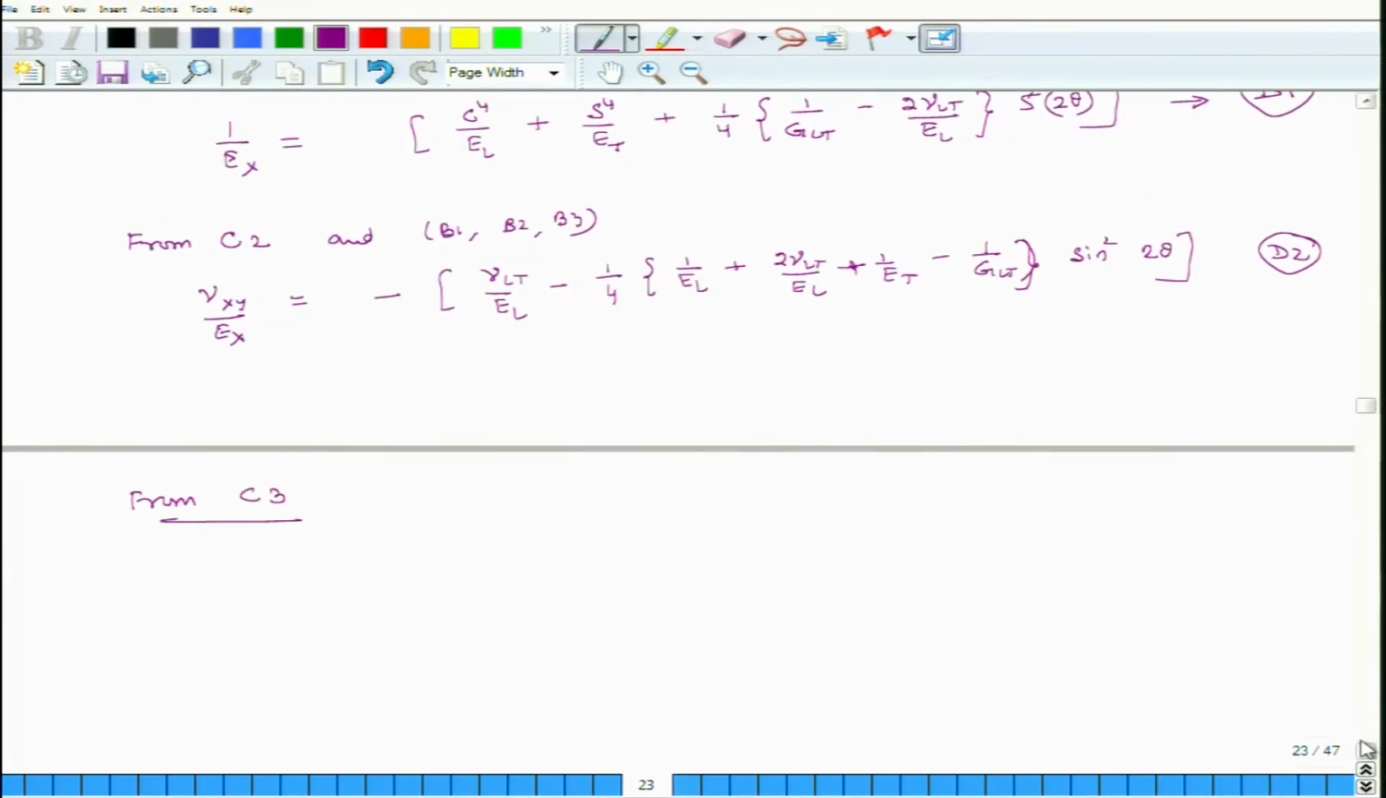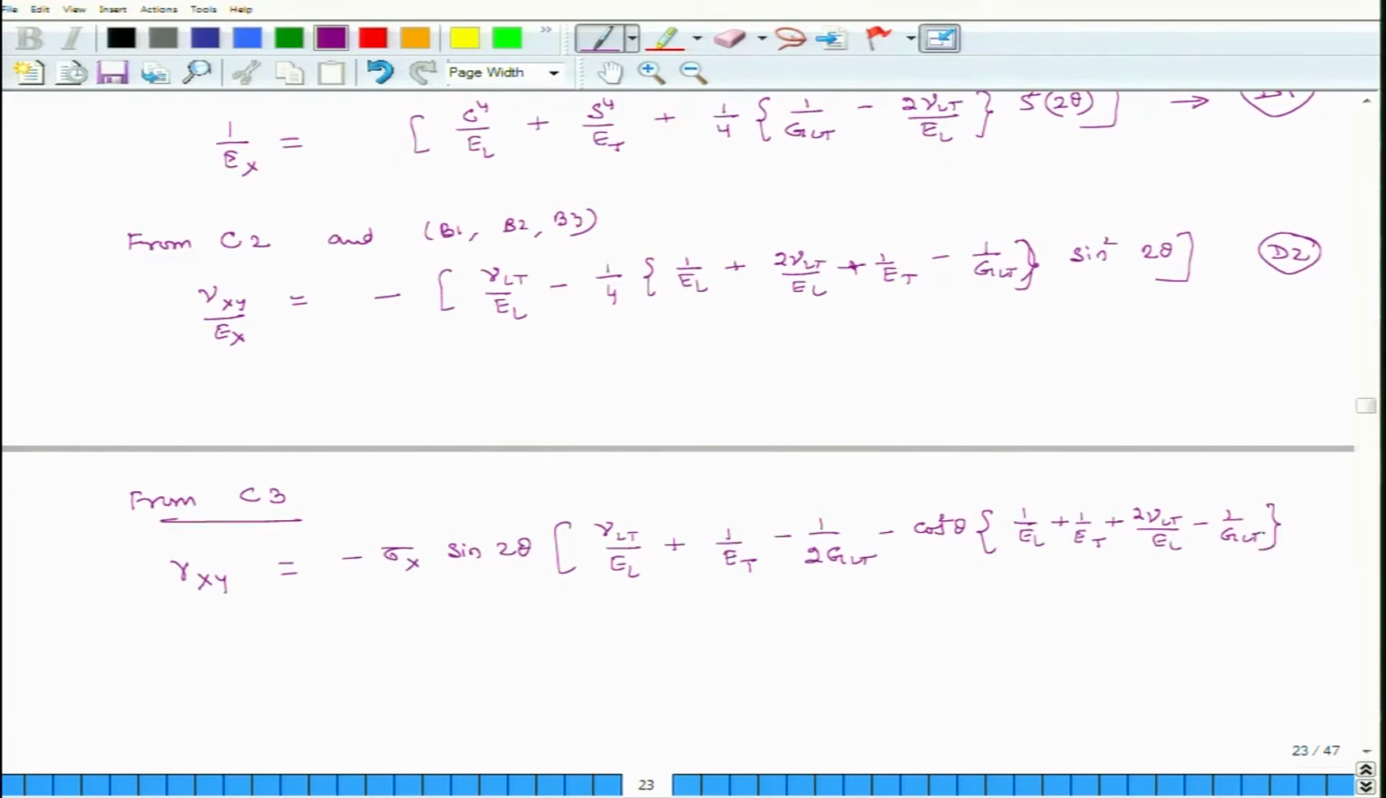what do we get? We get gamma xy is equal to minus sigma x sine 2 theta times this whole long term: nu LT divided by EL plus 1 over ET minus 1 over 2 GLT minus cosine square theta in brackets 1 over EL plus 1 over ET plus 2 nu LT divided by EL minus 1 over GLT. This is there, gamma xy.